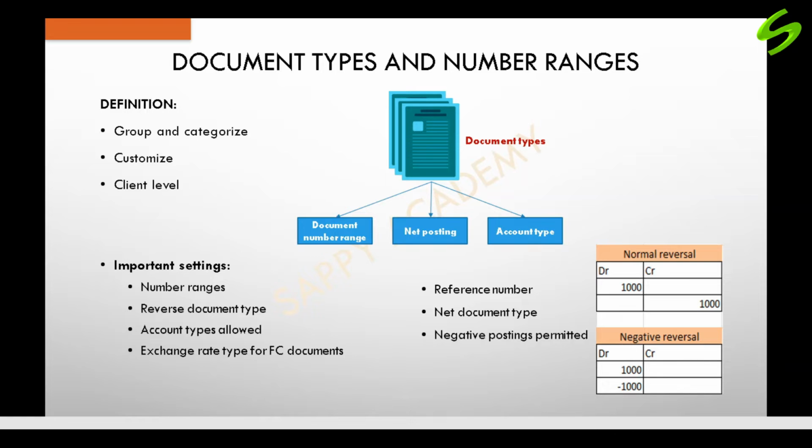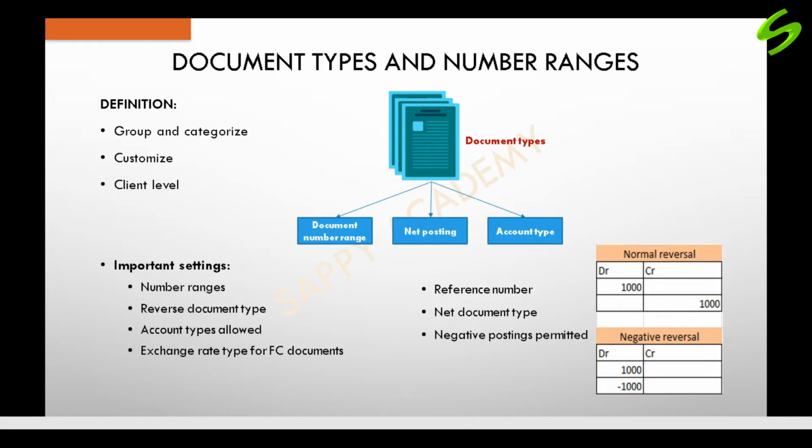In case of negative reversals, when there is a wrong entry on the debit side, the system will post another debit with a negative sign on the same side. This will also have the same impact. So the result is the same in normal reversal and negative reversal. But the only difference is that in normal reversal, it is updating the transaction figures on both sides. But in the negative reversal, it is actually reducing the transaction figure on the same side.